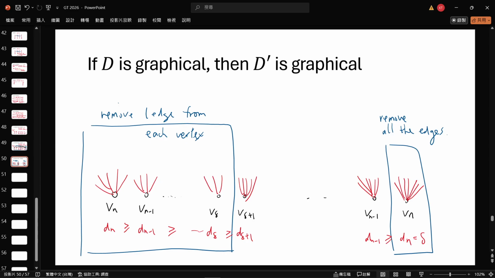All right, so to make this graph more realistic, we actually add more edges. So this one has the highest degree. This one has the second highest degree. And this one has the smallest degree. But our setup is that Vn has a degree of delta, and we look at the highest delta degrees.